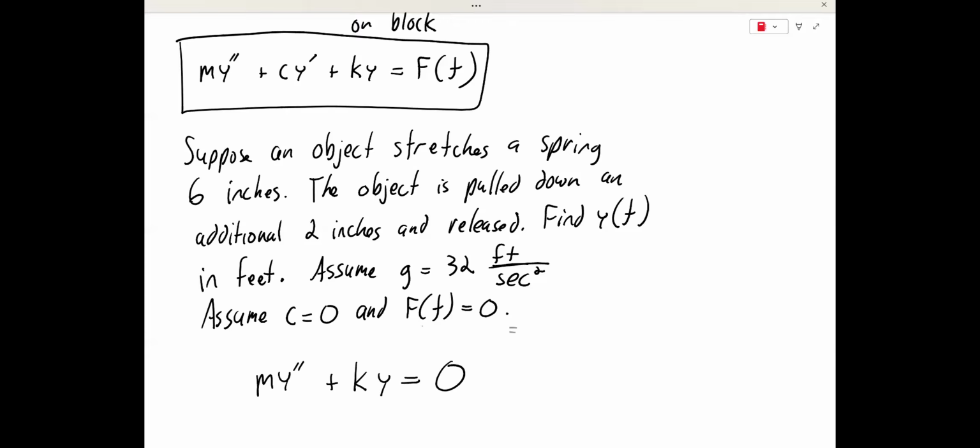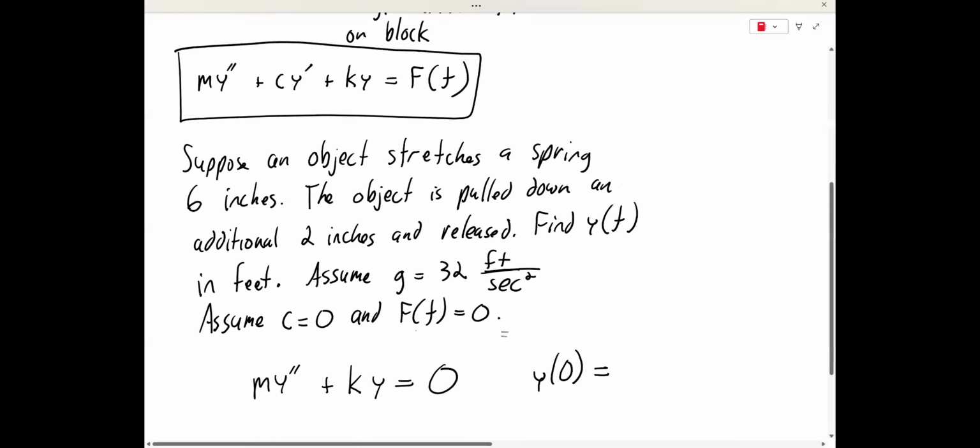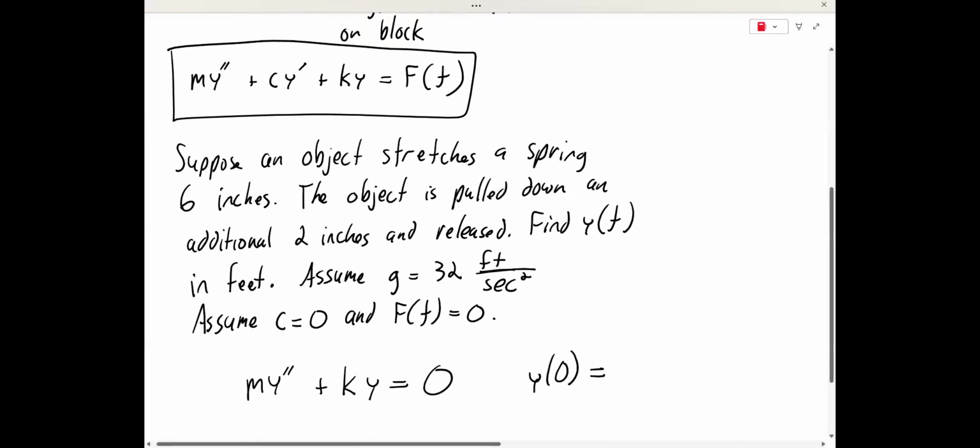Okay, and we also have here too the initial condition. Actually, let me write it down here. I guess I'll do this now. What would be the initial condition? So y of 0. Okay, so the initial position of the spring. It's pulled down 2 inches, and then released from the equilibrium position.